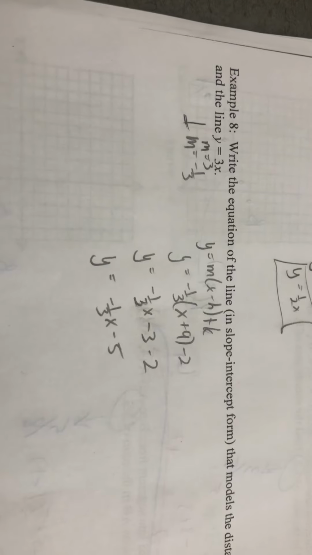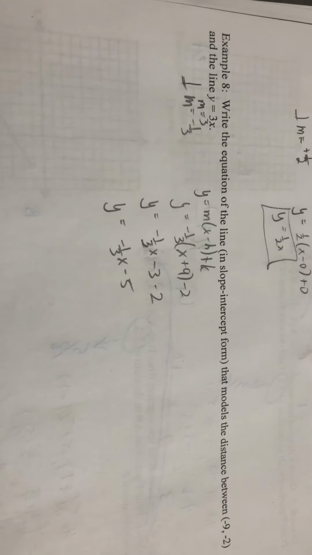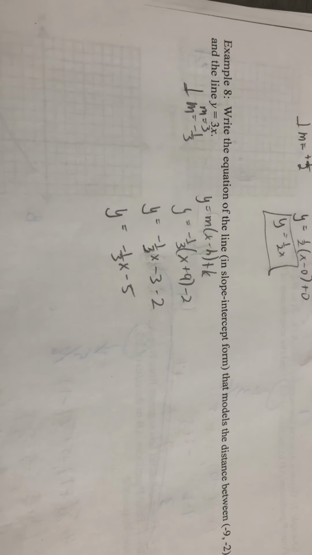Example 8, the given slope is 3, and the perpendicular slope is -1/3, and the point there is -9, -2. And there it is in slope-intercept form.